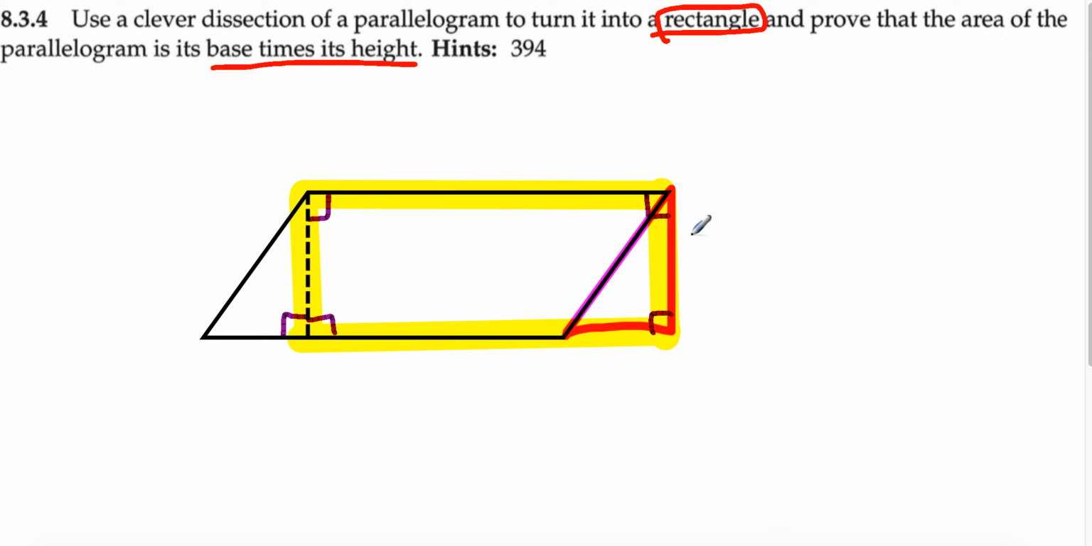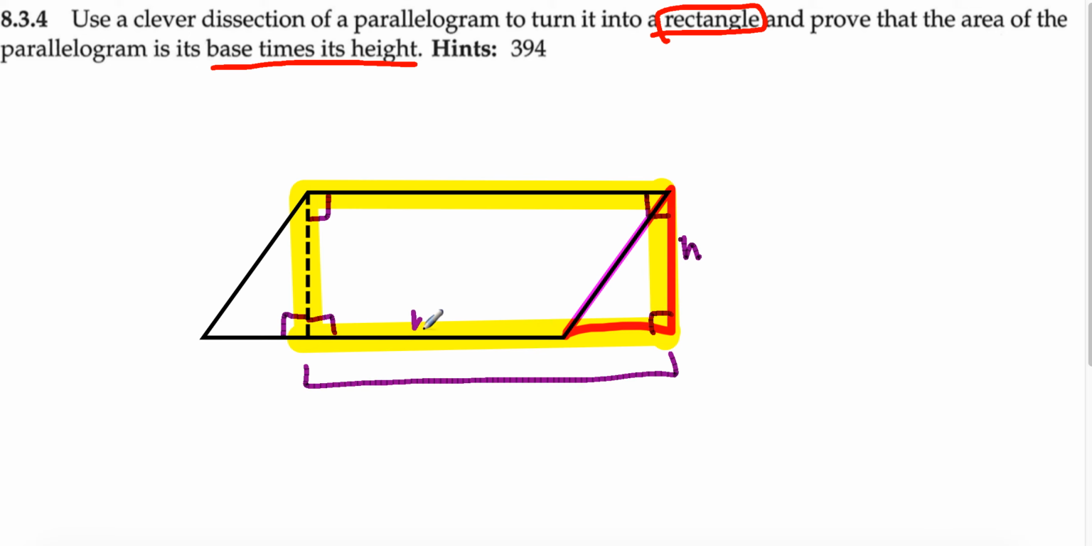Then we realize that the yellow one must be a rectangle. So that's basically what they mean by turning a parallelogram into a rectangle, which we have done. And how do you find the area of the rectangle? So this is the height, and let's say this entire thing is the base.